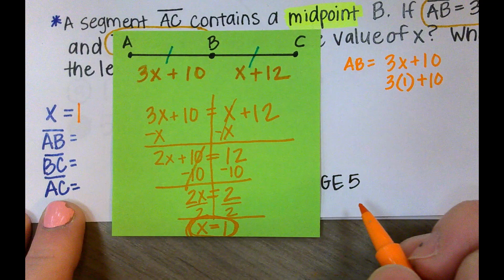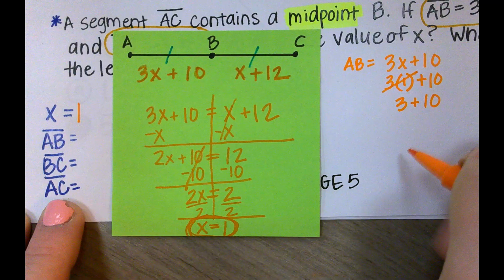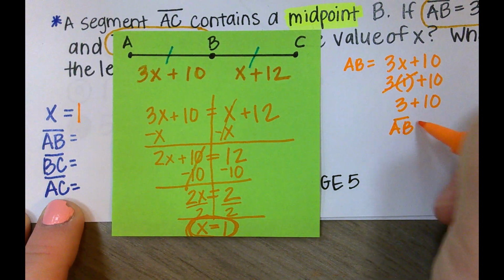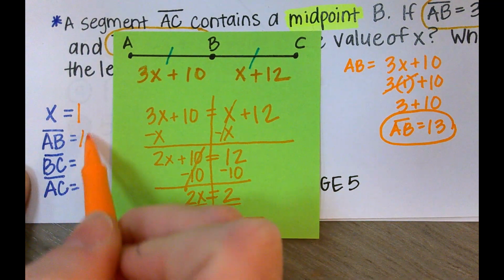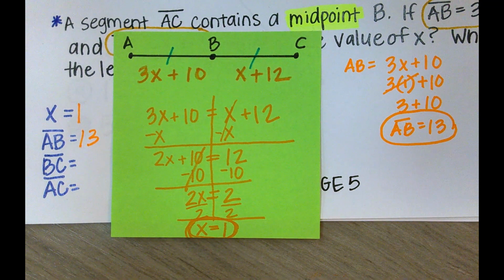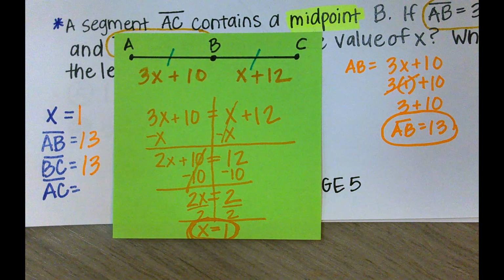And what do I do now? 3 times 1 is 3, plus 10 is 13. So that's our answer for the next part. AB is 13. Now, if AB is equal to BC, do I really have to plug it in a second time? No, you don't. You can if you want to just be doubly sure. But if I plug in x plus 12, 1 plus 12 is also 13. So that works.